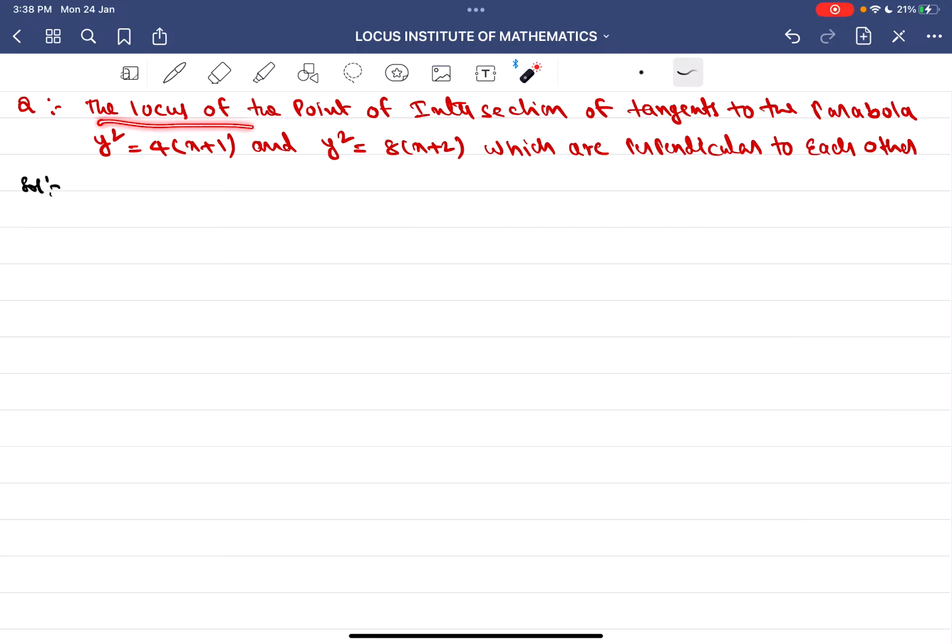Question. The locus of the point of intersection of the tangents to the parabolas y² = 4(x + 1) and y² = 8(x + 2), which are perpendicular to each other.